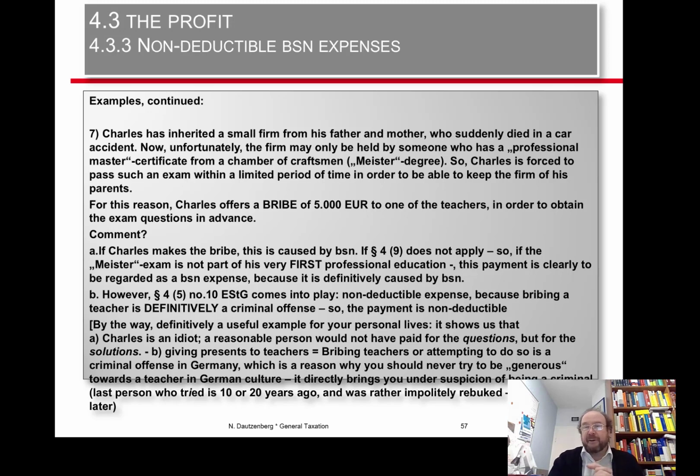By the way, we can learn something from life, or for our lives from that. First, that Charles is definitively an idiot. The guy was willing to pay for the questions instead of asking for the solutions. So you see, there was evidently a need for the bribe. And the second is giving presents to teachers is always a criminal offense in Germany, so never try to be generous towards a teacher.